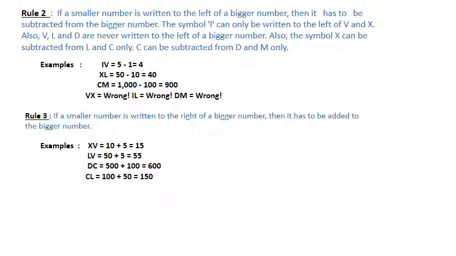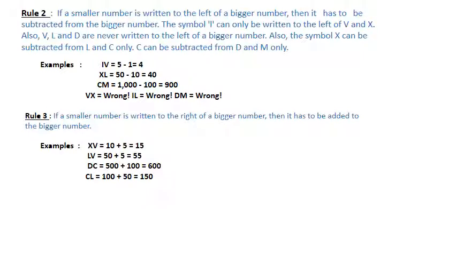What is given here in rule 2? The smaller number is written to the left of the bigger number. Then in such a case, what do we do? We subtract the smaller number from the bigger number. And in rule 3, what is given? When the smaller number is written to the right of the bigger number, we add here. Okay.